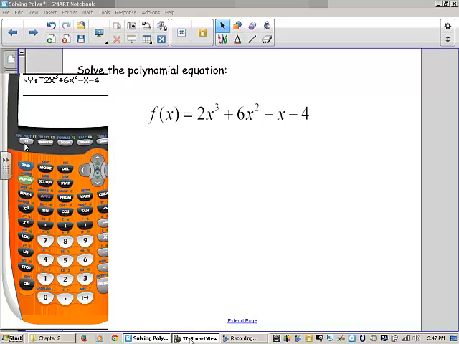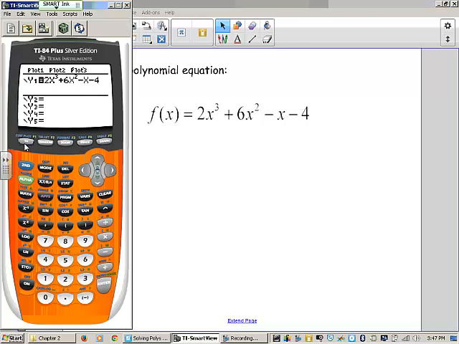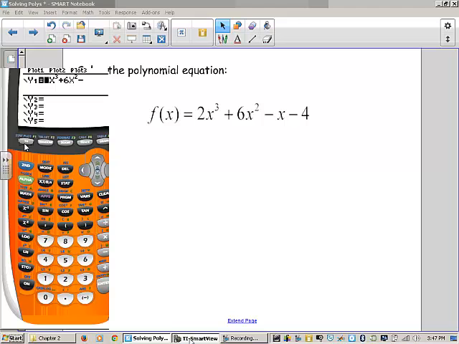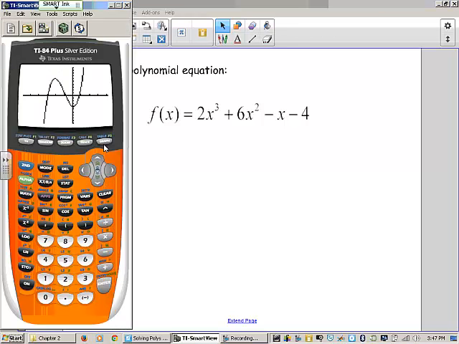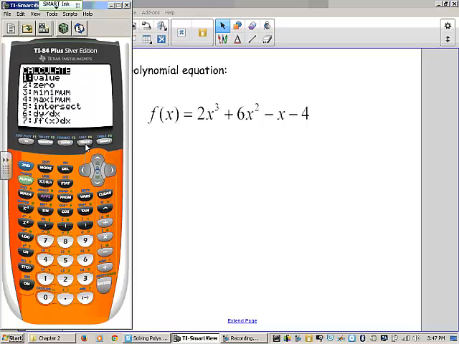So I'm going to put this into my graphing calculator, and there it is: 2x cubed plus 6x squared minus x minus 4. And if I graph it, it looks like that. So I want to find the zeros. I'm going to use my second calculate button, and I'm going to use number 2 to find the zero.